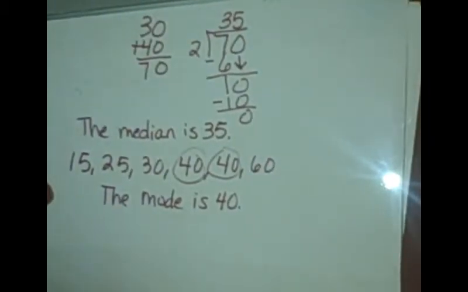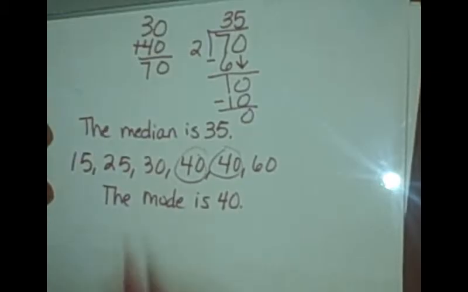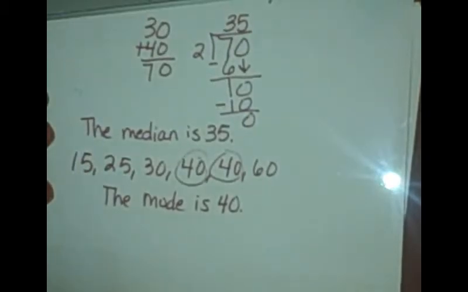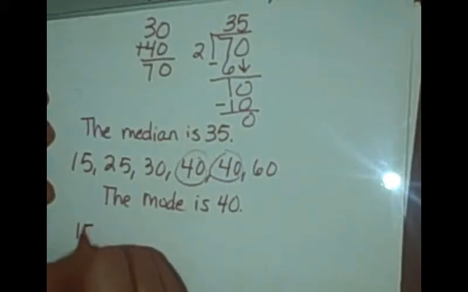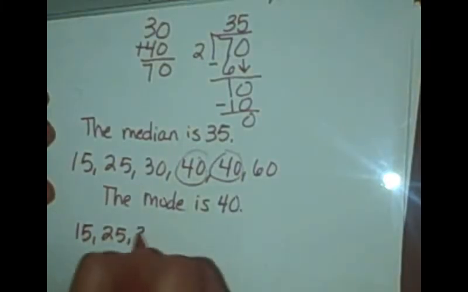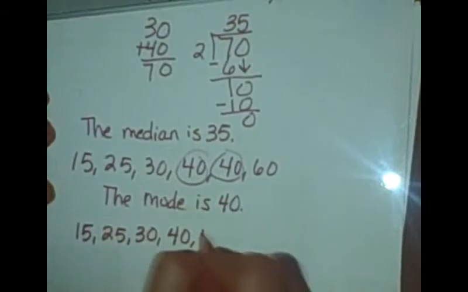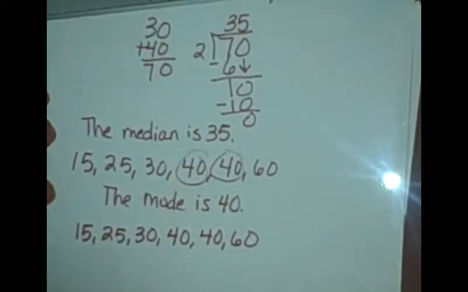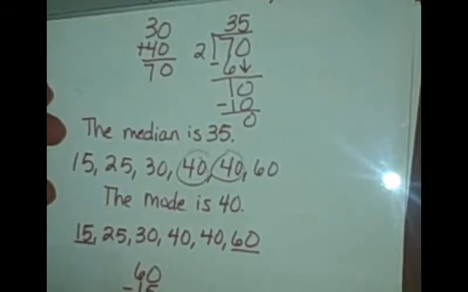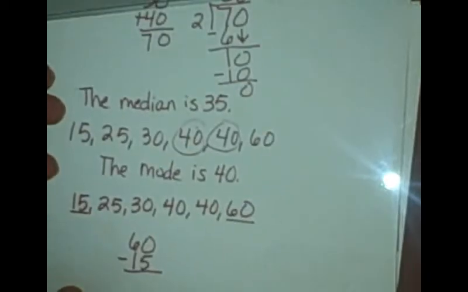To find the range, we're going to put the numbers in order from least to greatest, and then we're going to subtract the lowest number from the highest number. So we've already put those in order, so we're just going to copy them down in order from least to greatest again. So I'm going to subtract my lowest number from my largest number. My largest number is 60. My least number is 15. I am going to subtract 15 from 60 to find the range of this data.